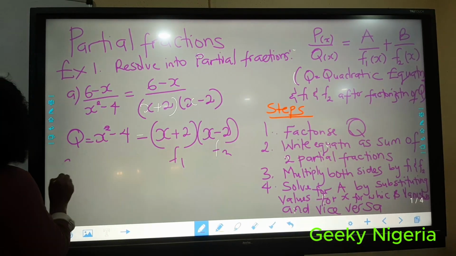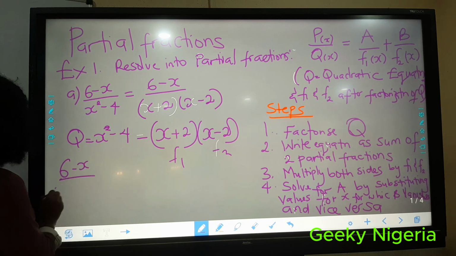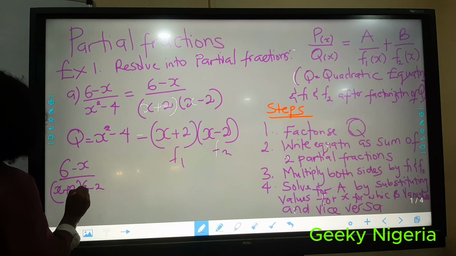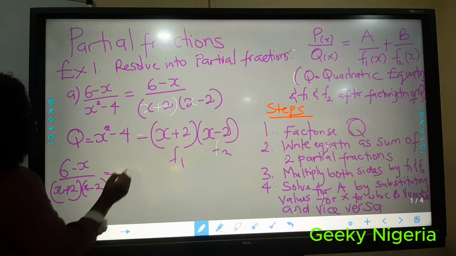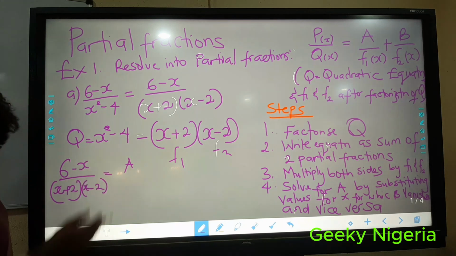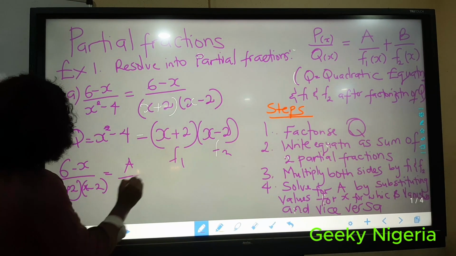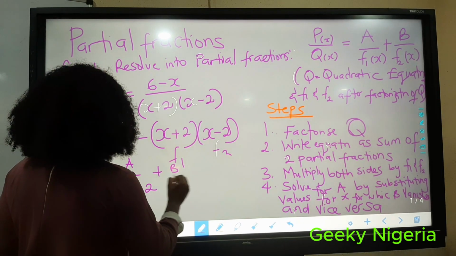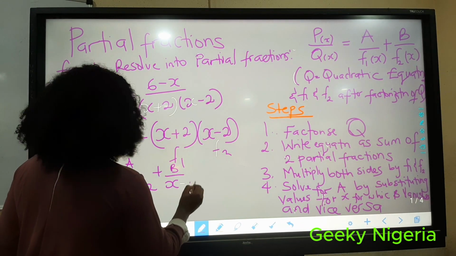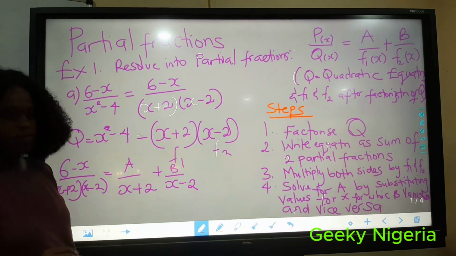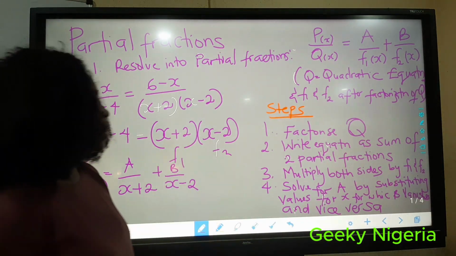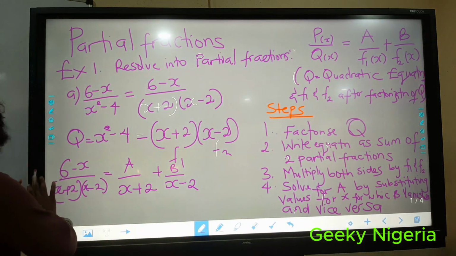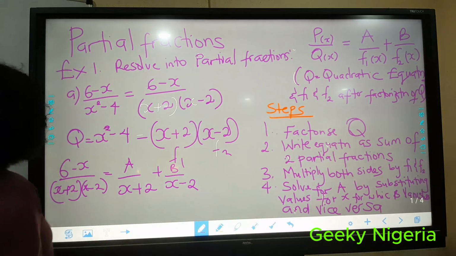So this is our original equation, 6 minus x over x plus 2, x minus 2. The sum of the two partial fractions is A all over F1, which is x plus 2, plus B all over x minus 2. The next step says multiply both sides by F1 and F2. So multiplying everything here by F1 and F2.